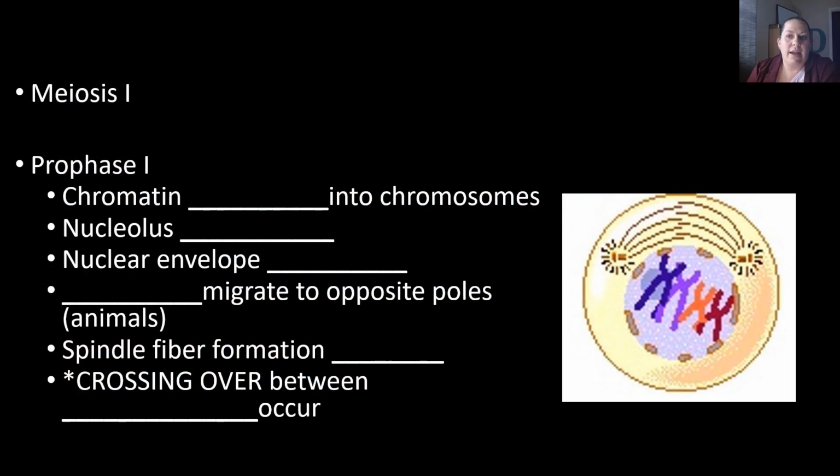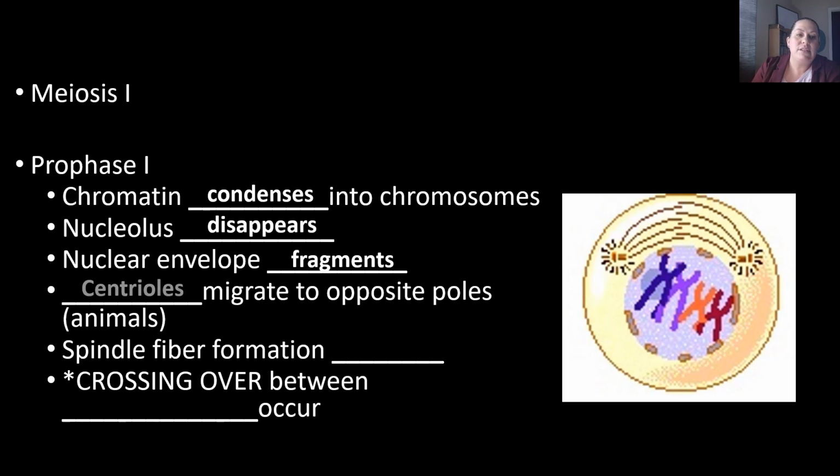So in meiosis I, they are going to go through prophase, metaphase, anaphase, and telophase. But we're going to put a 1 with it so that you know that it's happening during meiosis I. So in prophase I, the chromatin do condense into chromosomes. This is exactly the same as what we saw in mitosis. The nucleolus also disappears. The nuclear envelope fragments. And in animal cells, the centrioles migrate to opposite poles. And spindle fiber formation begins.